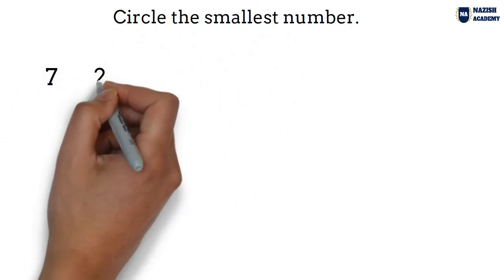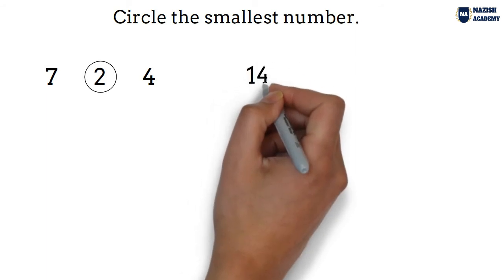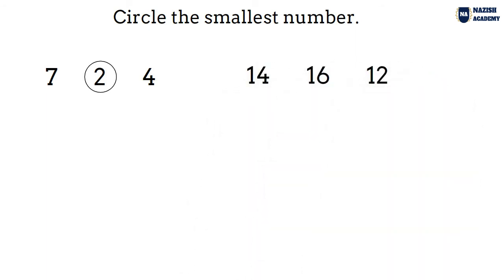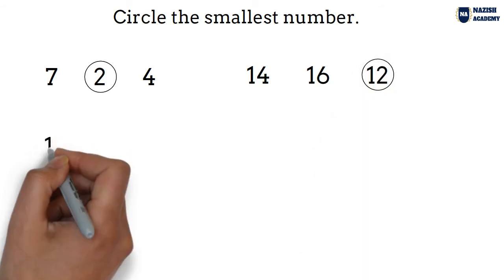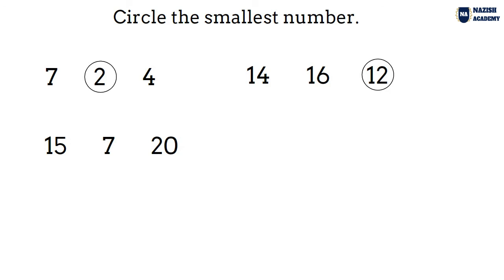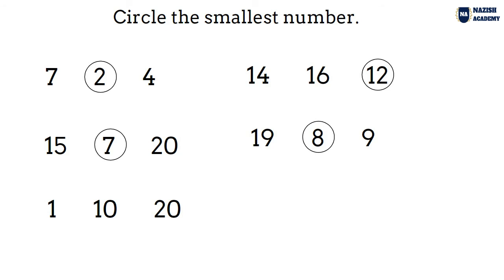Circle the smallest number. 7, 2 and 4. There are 3 numbers. Tell me which is the smallest? 2. 14, 16, 12. 12. 15, 7, 20. 7. Yes. 19, 8 and 9. 8. 1, 10 and 20. Which number is smallest? 1.